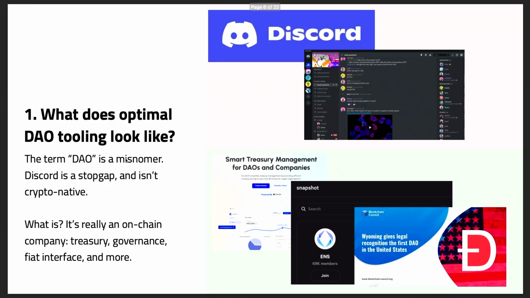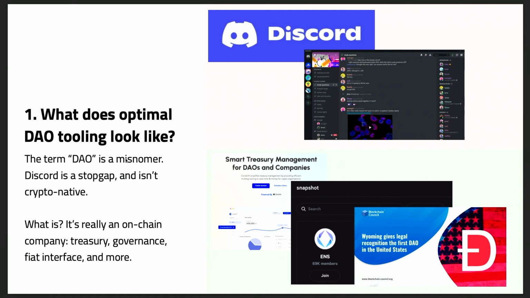The thing about it is Web3 is a backend technology, only really the price is flashy. So a lot of these are going to be backend-like things. First question is, what does optimal DAO tooling look like? At the top, in each of these, I'll show in red what we're currently doing and what we could be doing.